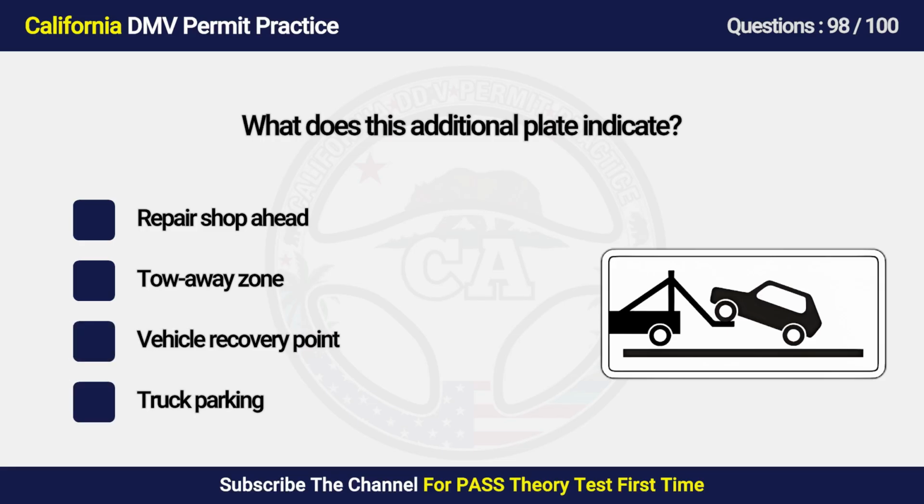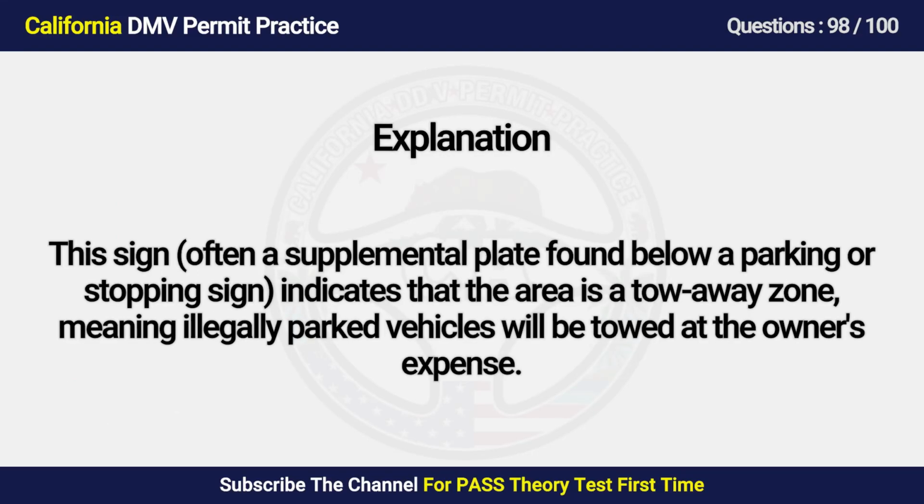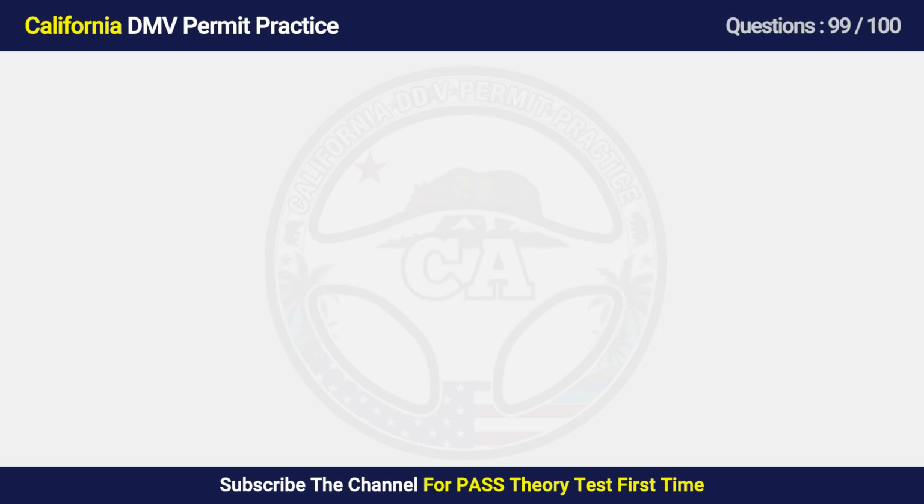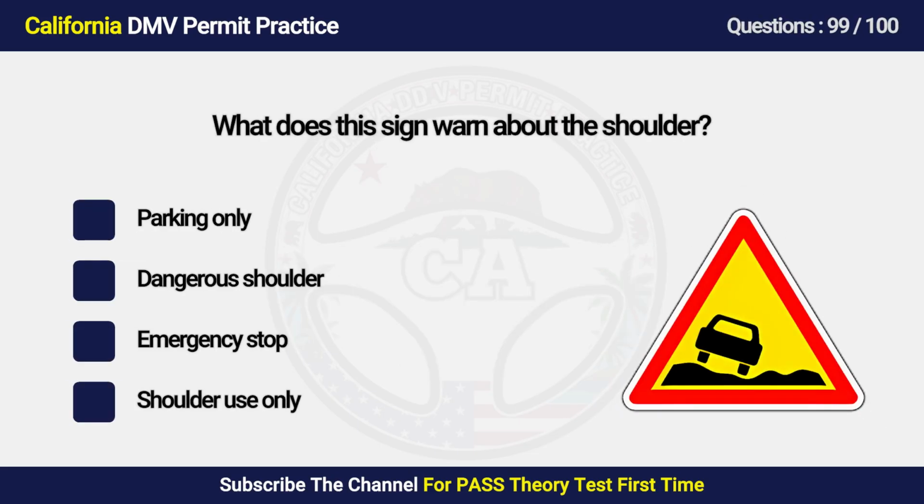A. Repair shop ahead. B. Zone. C. Vehicle recovery point. D. Truck parking. Answer is B. Zone. This sign, often a supplemental plate found below a parking or stopping sign, indicates that the area is a zone, meaning illegally parked vehicles will be towed at the owner's expense. Question 99. What does this sign warn about the shoulder?